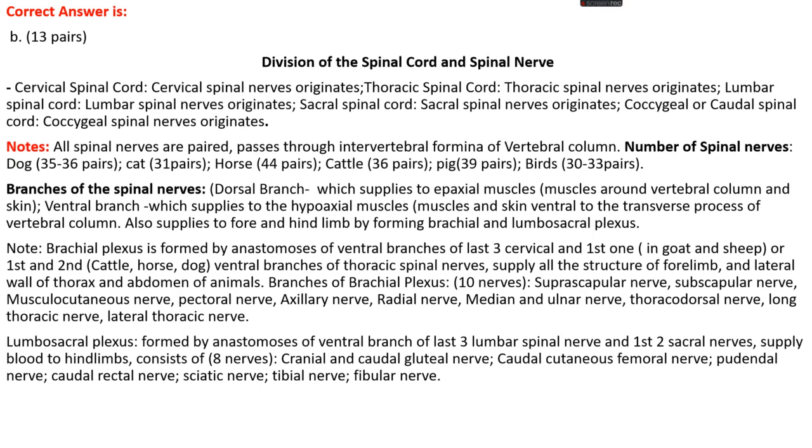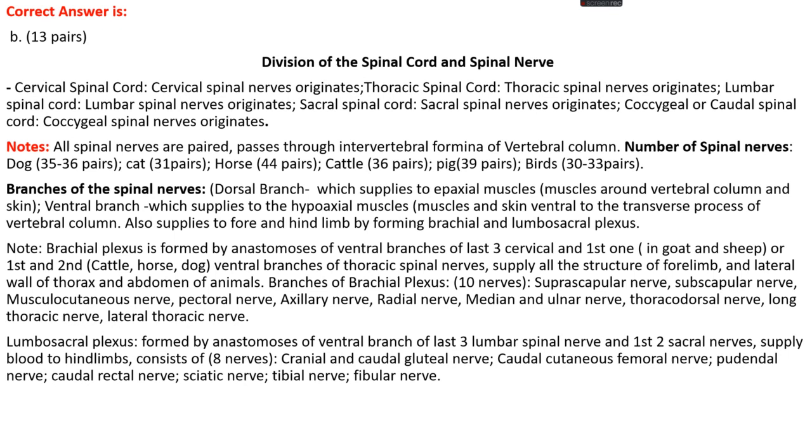The number of spinal nerves in the dog is 35 to 36 pair. The number of spinal nerves in the cat is 31 pair. The number of spinal nerves in the horse is 44 pairs. The number of spinal nerves in cattle is 36 pair. The number of spinal nerves in the pig is 39 pair. In the case of birds, it is 30 to 33 pair.